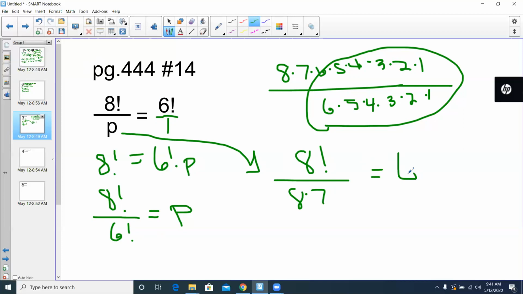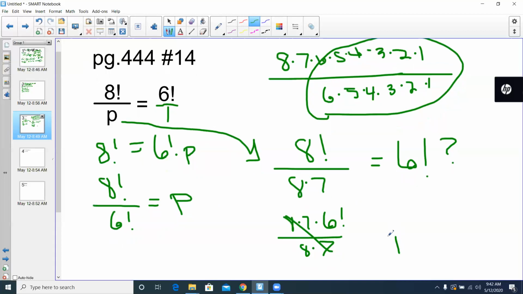Honestly, if we think about it back here, 8 factorial divided by 8 times 7, does that equal 6 factorial? Well, 8 factorial is 8 times 7 times, look at that, 6 factorial, and I have 8 times 7 here, so it does cancel. So we have that p is 8 times 7. We could say that p is 56 if we want to. So that's pretty cool.